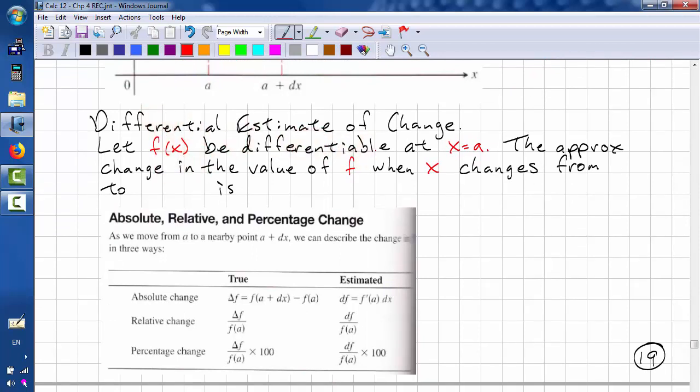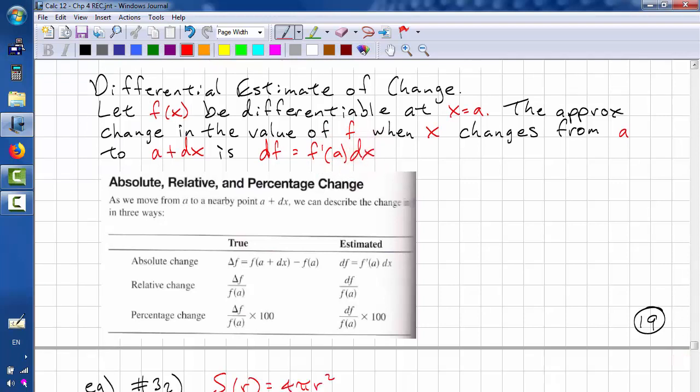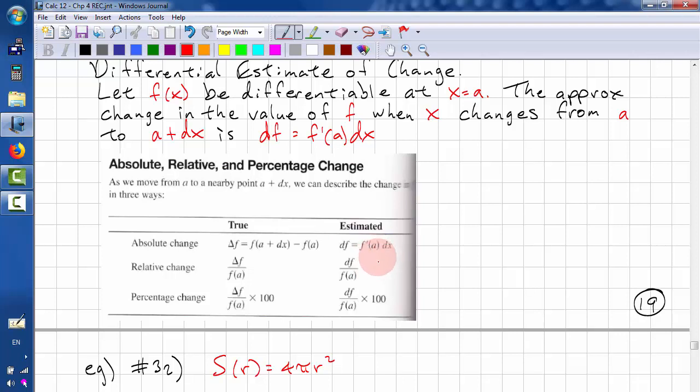Okay, we can use differentials to estimate change. So let f of x be differentiable at x equals a, and the approximate change in value of f when x changes from a to a plus dx is df equals f prime of a dx. Okay, so it's helpful to memorize or use this chart as a reference. So the absolute change, that's what we just did. Normally, we would like to express this as a relative change or a percentage change. So it's handy to think of it as these expressions.